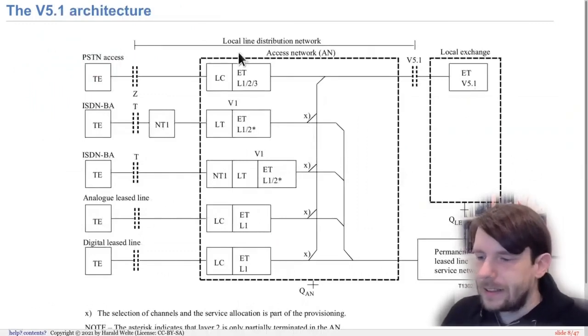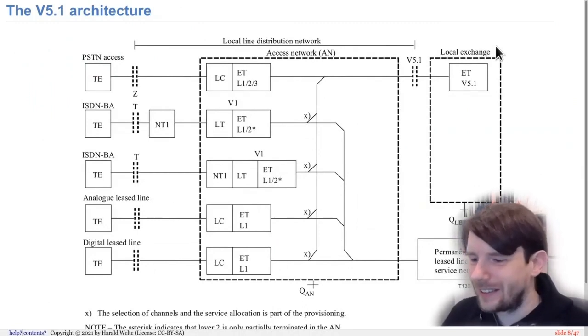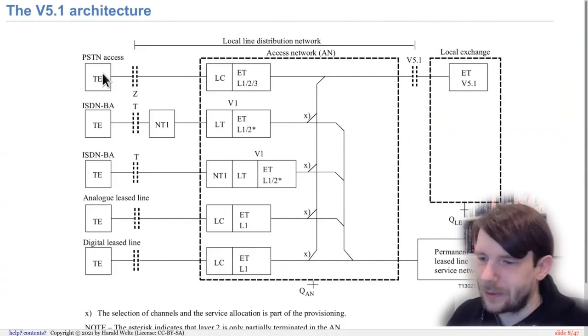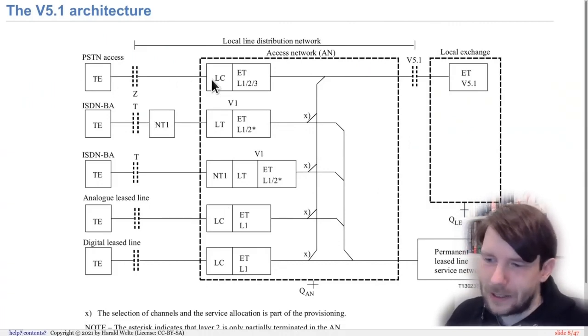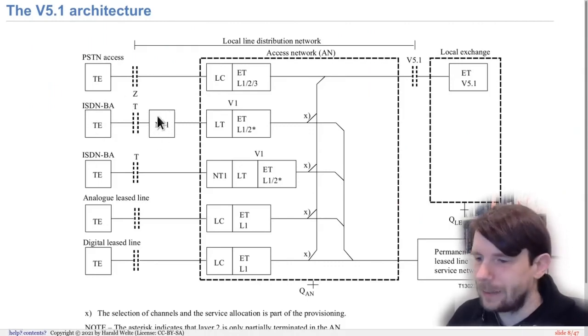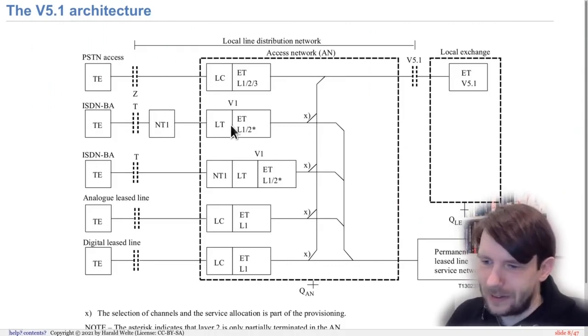If we look at the V1 architecture in a more sophisticated representation than the one that we just looked at, this is another diagram from the specs. We see here again we have the access network, and it terminates different subscribers. For example, a classic PSTN analog subscriber or an ISDN basic access subscriber via their network termination going here into the access network. Or another ISDN that doesn't have a network termination, where the network termination is in the telephone exchange.